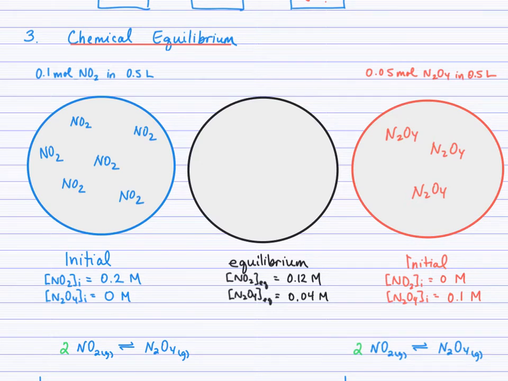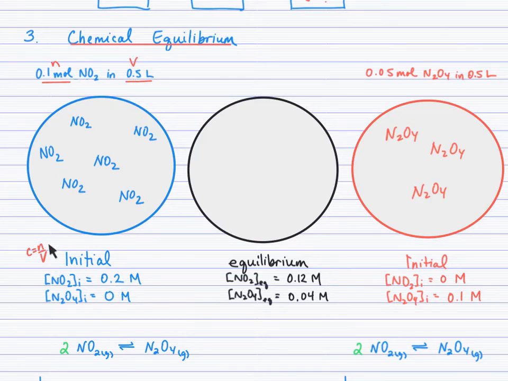The idea is that on the left in the blue, we have 0.1 moles of NO2 in 0.5 liters. So I'd just like to refresh your memory here that moles is N and volume is V, and that we calculate concentration by doing N over V. So can you see where I got the 0.2 moles per liter of NO2? The fact that we have 0.1 moles in 0.5 liters. So 0.1 divided by 0.5 will give us 0.2 moles per liter.